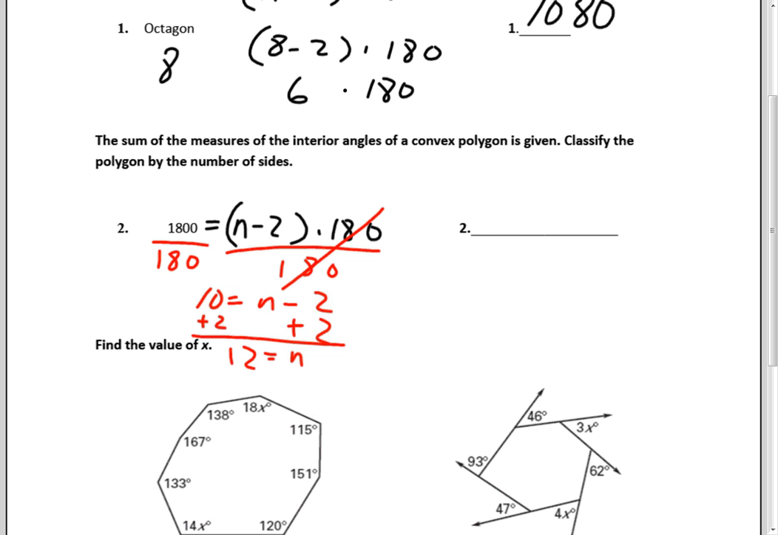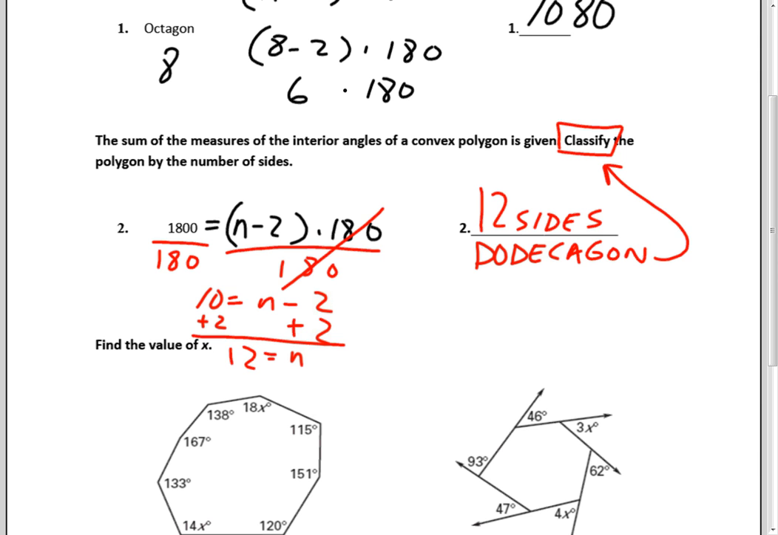N equals 12 sides. Since classify is being asked for, what's the name of the 12 sided figure? Dodecagon. Make sure that you are answering the question. That answers that part of the question.